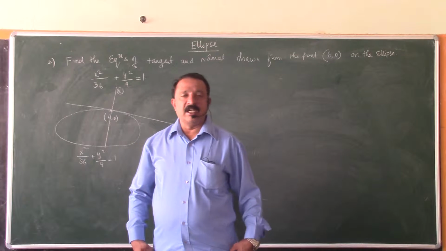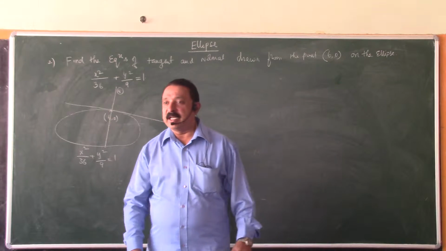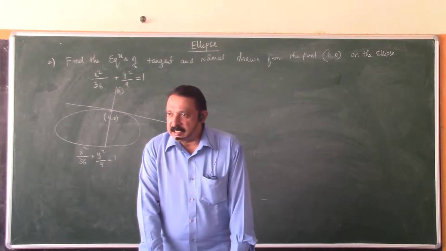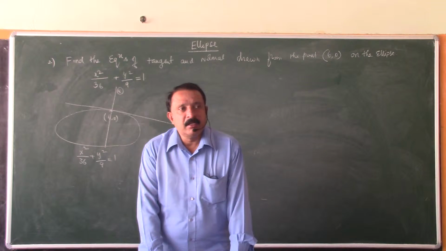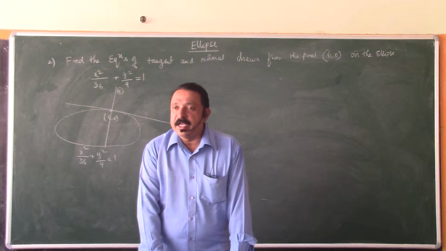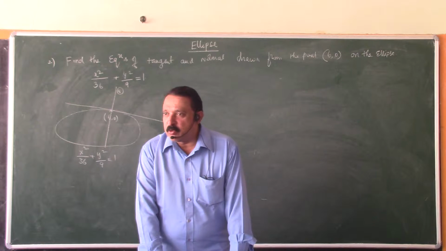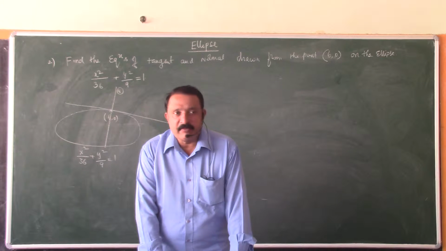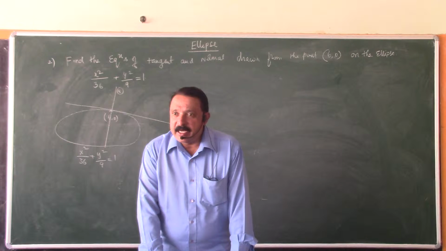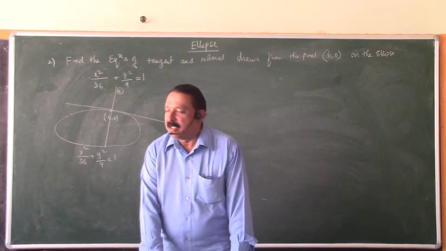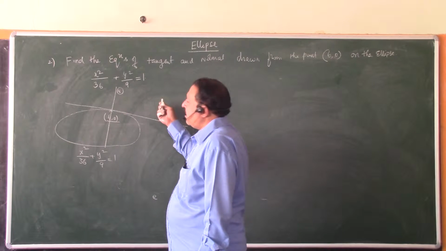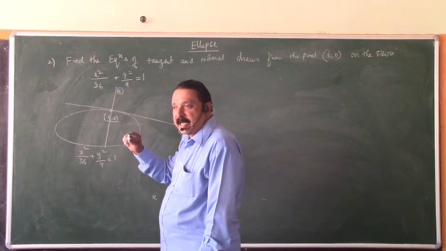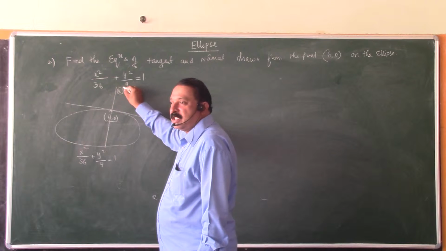In differentiation, in application of derivatives, we have learnt tangents and normals as a concept. So how to find the equation of the tangent and normal? How did we find there? We used the equation y minus y1 is equal to m into x minus x1, where m is dy by dx at (x1, y1). Here (x1, y1) is (6, 0). So what we have to do is just find dy by dx. That means differentiate the equation of the given curve.